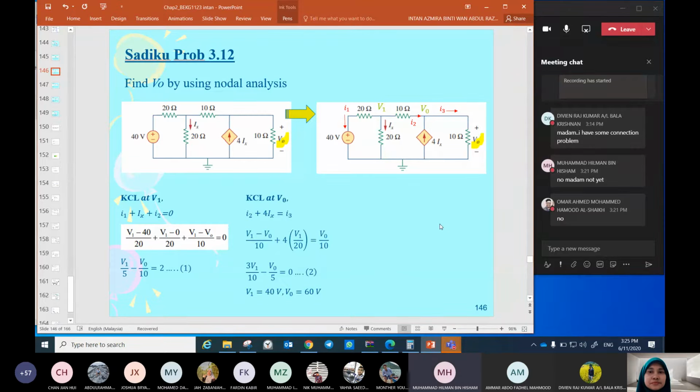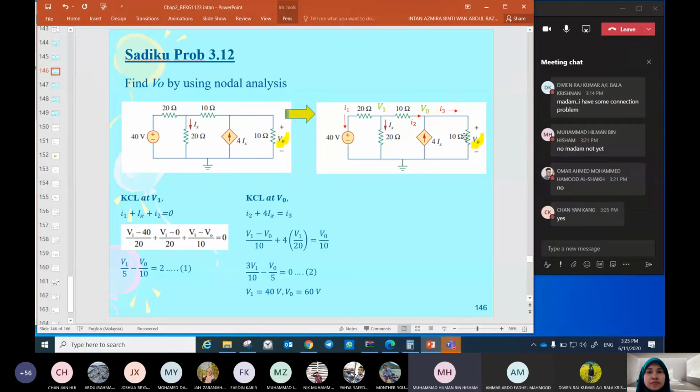Madam, the reason why we put V0 at the second node on the right is because the V0 resistor is at the right corner. You can name it as V2 as well, but at the end, V2 is equal to V0. Okay. Thank you, madam.